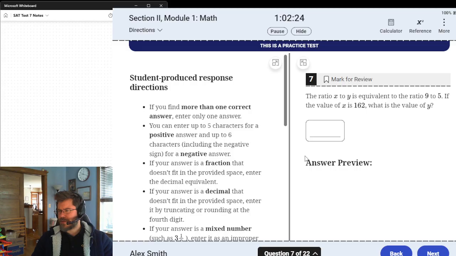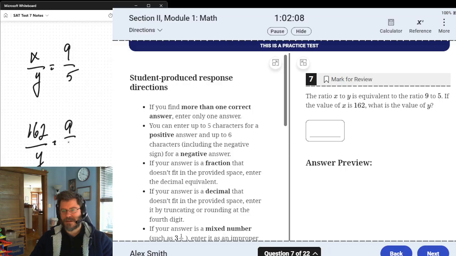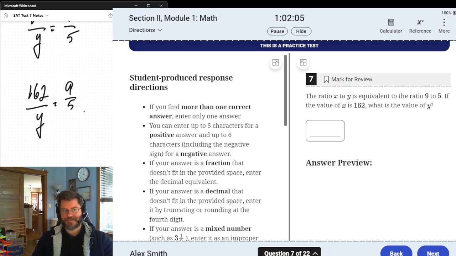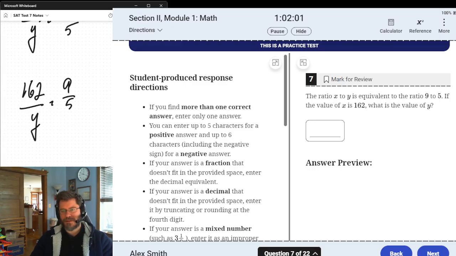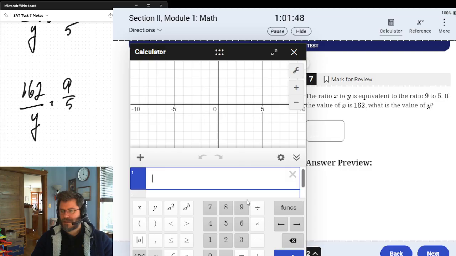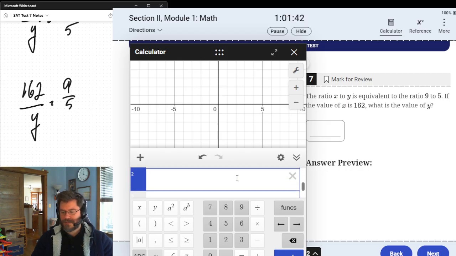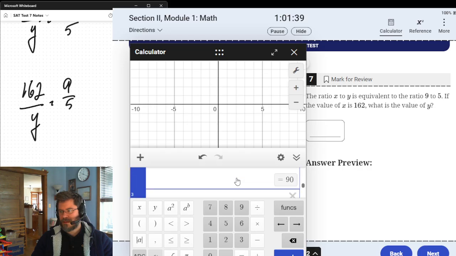Okay. Ratio of x to y is equivalent to 9 to 5. Just write it out. Don't try to do this stuff in your head. X to y equals 9 to 5. If the value of x is 162, 162 over y equals 9 over 5. Now we just cross multiply. And so bringing everything to its proper place, 162 times 5 would be 810, I think. Get my handy dandy calculator up here. Never trust your brain. 162 times 5, 810, yep. 810 divided by 9 is 90.